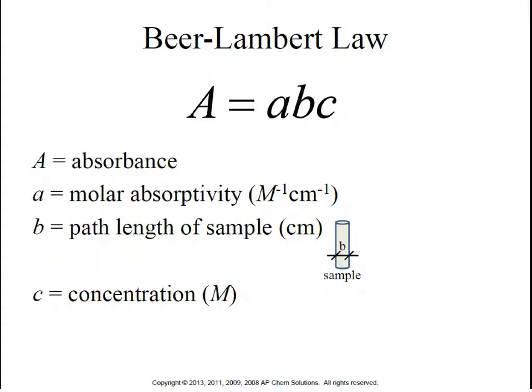So the amount of light or energy that's absorbed is equal to the molar absorptivity, so this is a constant for a given sample. b is the path length of the sample, so the distance that light has to shine through, measured in centimeters. And then c is the concentration.